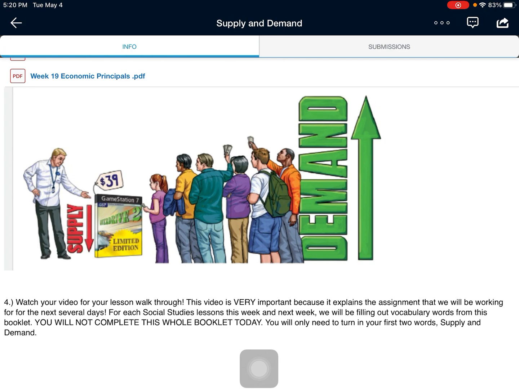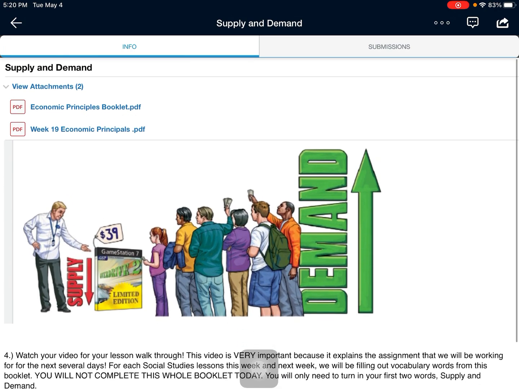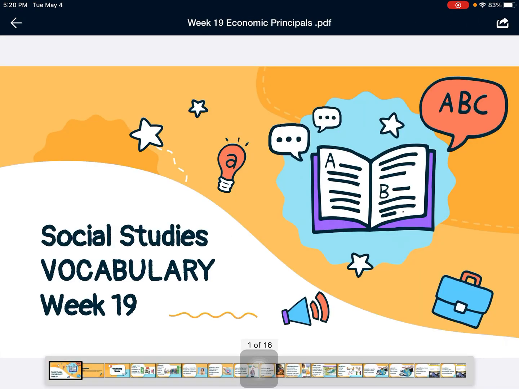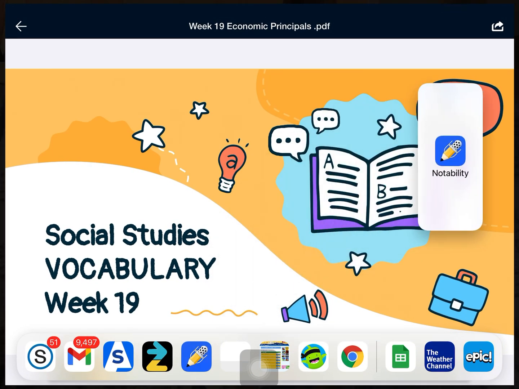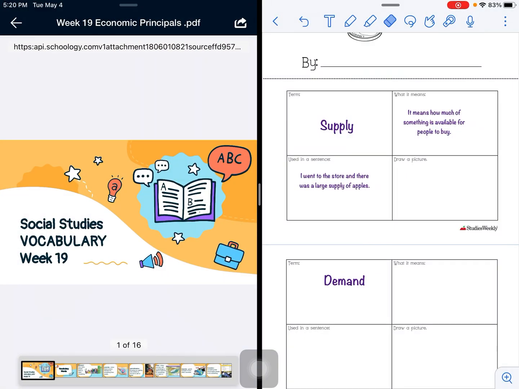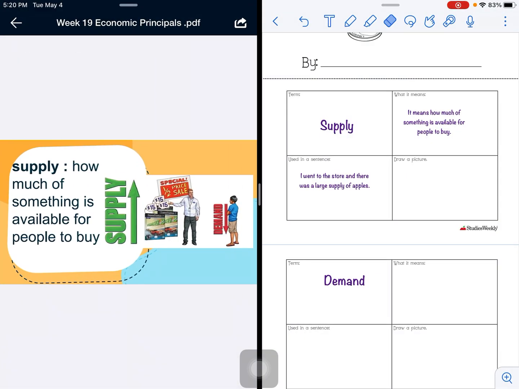So what I would like you to do, and this is very helpful, is if we open our vocabulary slides and then I pull up Notability for split screen, I will be able to have my vocabulary words while I'm working next to my assignment here. So what we're going to do with each of these large squares is talk about one vocabulary word. So all the information in this larger square is going to be about supply. Go ahead and write your term supply in your first box. That's telling us the vocabulary word that we're working on.